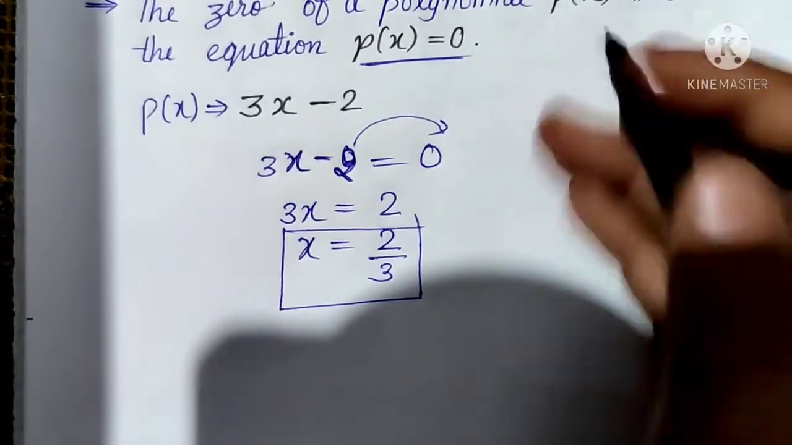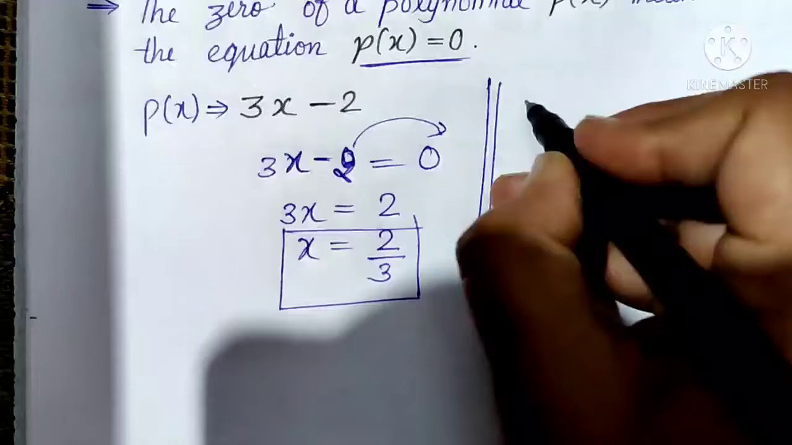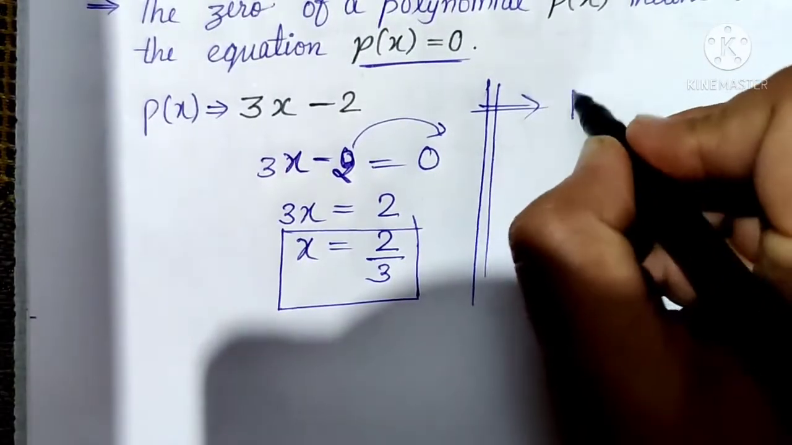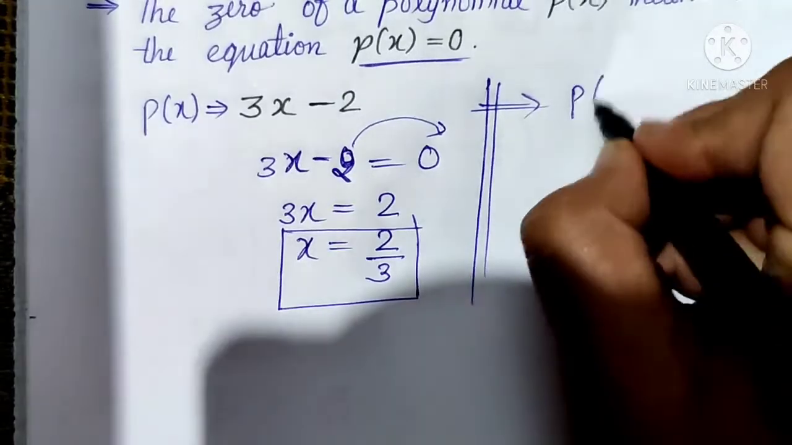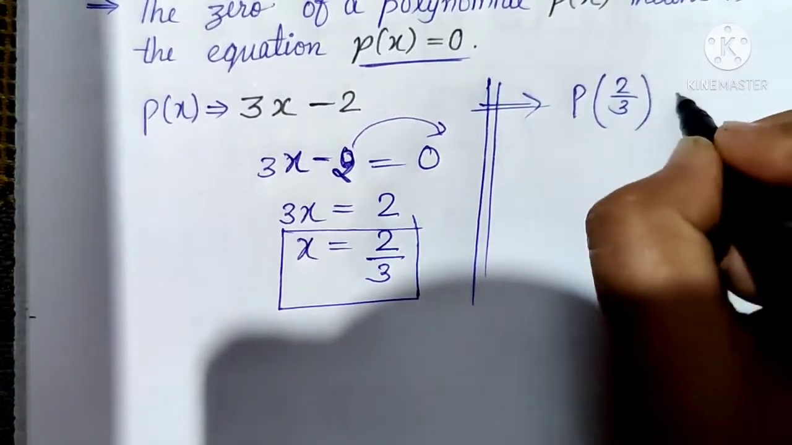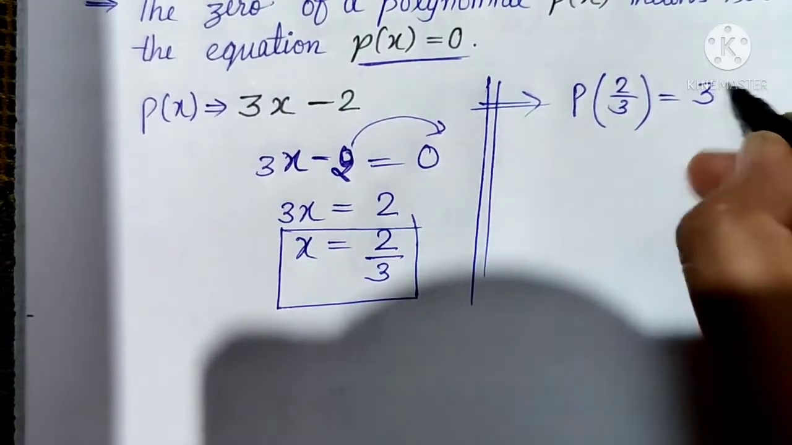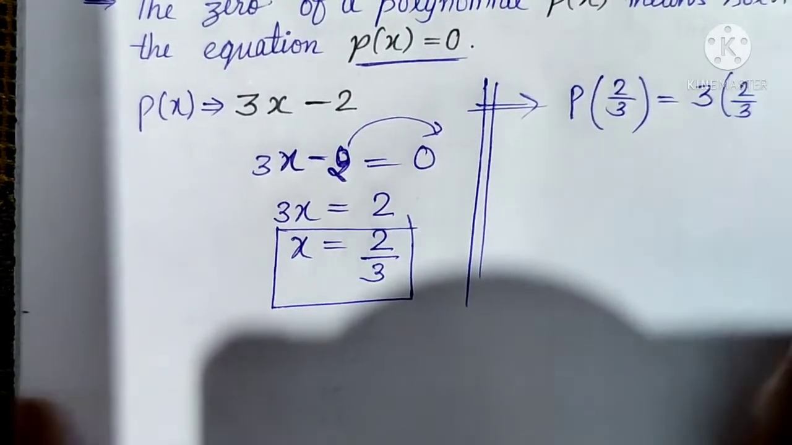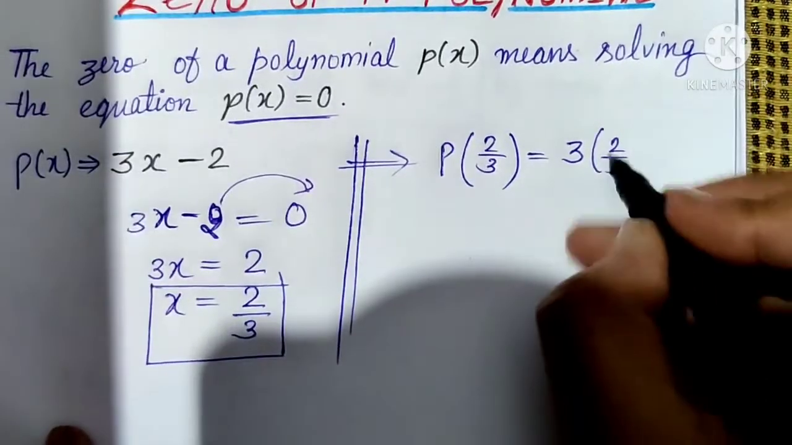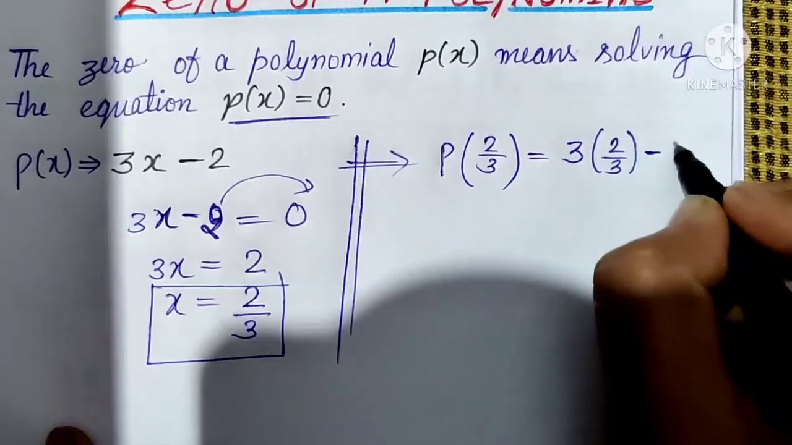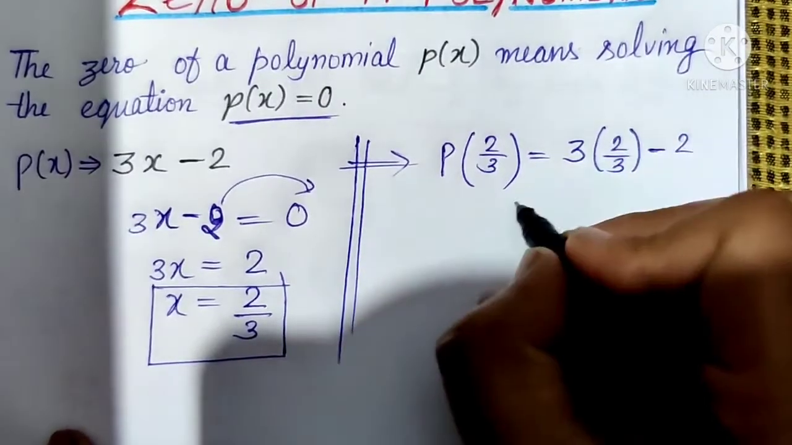Let's see whether this polynomial becomes 0 or not. Just check. So now in place of x I am putting 2 upon 3. So p(2/3) equals 3 times, wherever x is there, I will put 2 upon 3, minus 2. Okay, clear? So what does it mean?